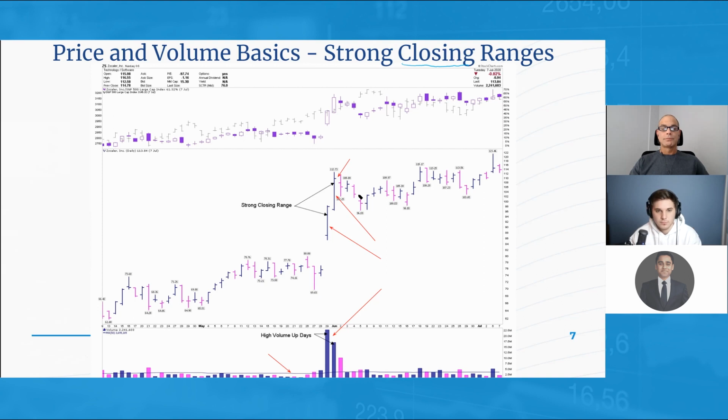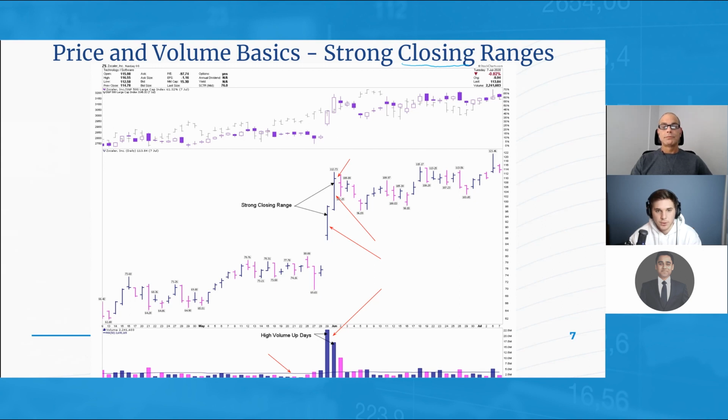So a strong close is always significant of accumulation in a stock on a day-to-day basis. And that's exactly what you want to see, especially in this particular example where ZS gaps up and also closes up with a strong closing range. That tells you there's a lot of buying in the stock itself. There's a lot of accumulation of the stock on those 2 particular days.